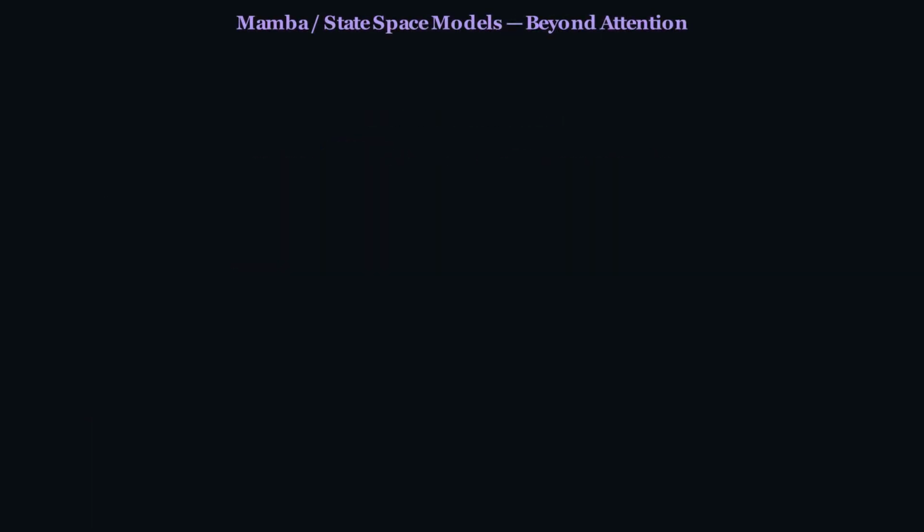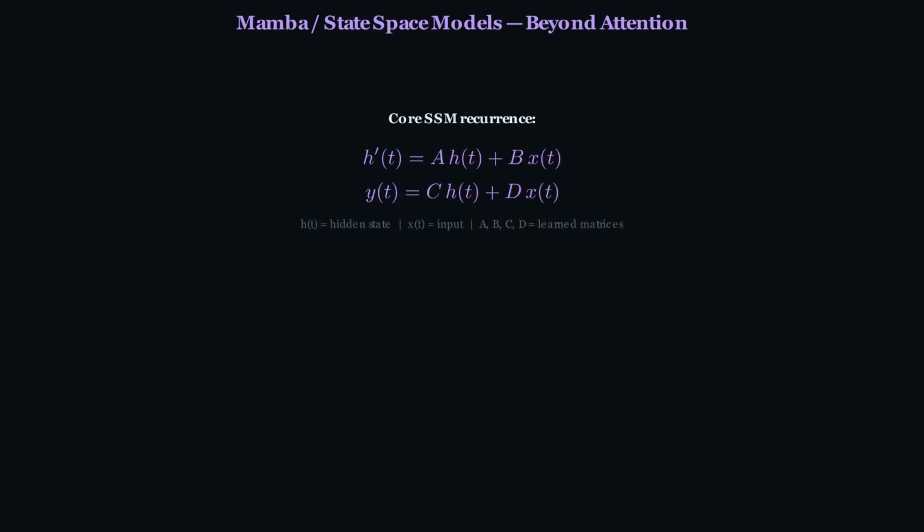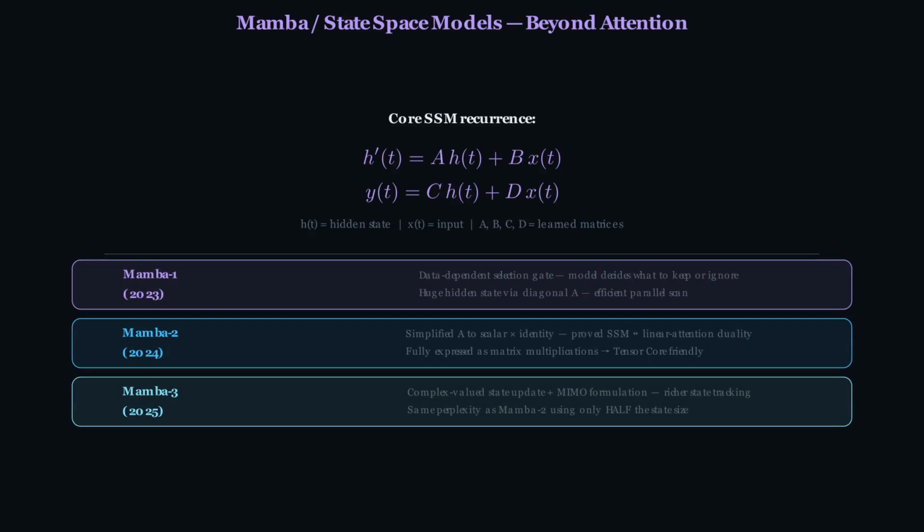State space models come from control theory. They model sequences through continuous differential equations. Mamba made SSMs competitive with transformers. Mamba 1 introduced a selection gate to filter irrelevant tokens, the first SSM to rival transformer benchmarks. Mamba 2 proved the mathematical duality between SSMs and linear attention, unlocking tensor core efficiency. Mamba 3 adds complex valued states and MIMO, halving the required state size.